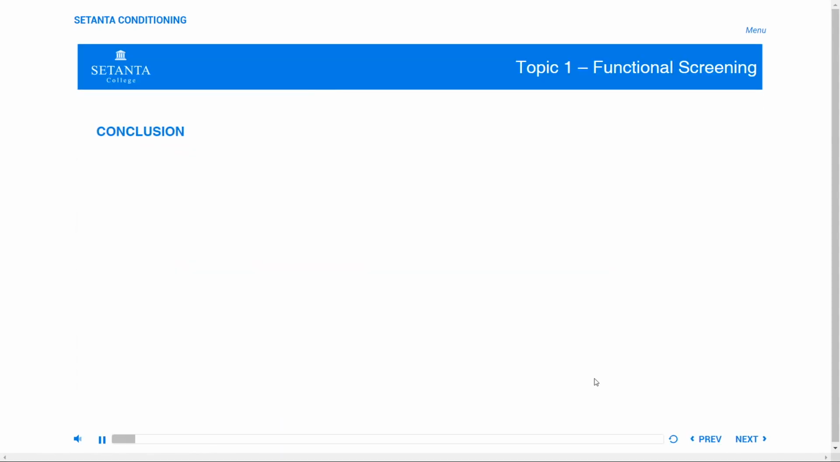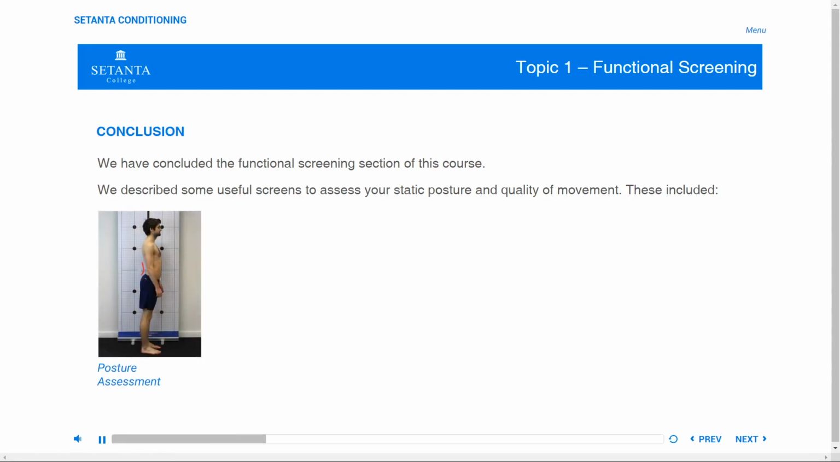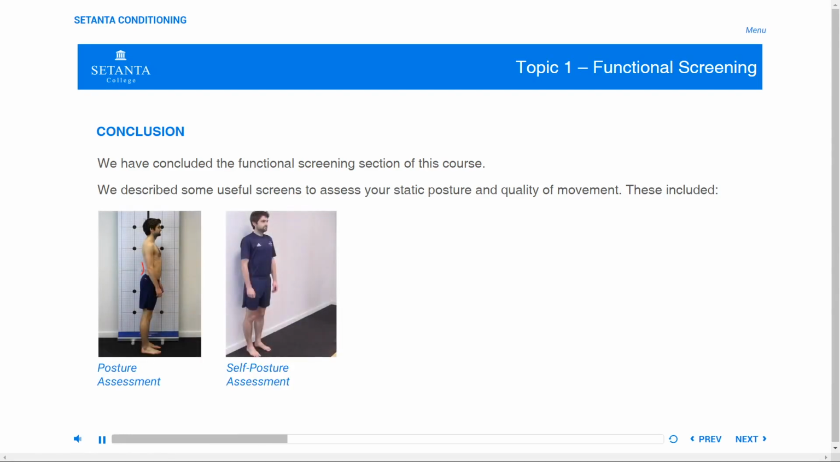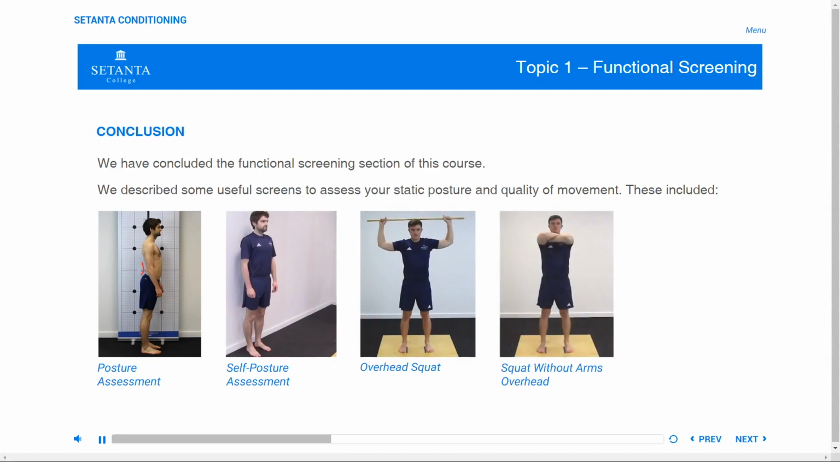Conclusion. We have concluded the functional screening section of this course. We described some useful screens to assess your static posture and quality of movement. These included posture assessment, self-posture assessment, the overhead squat, and the squat without arms. These screens will offer insights into your posture and movement competency.